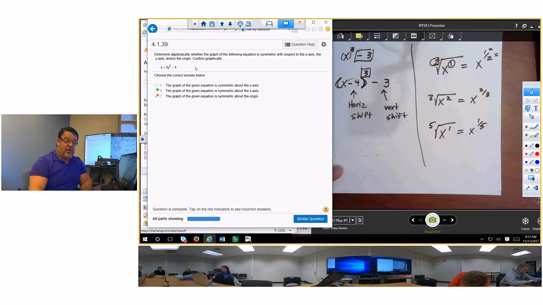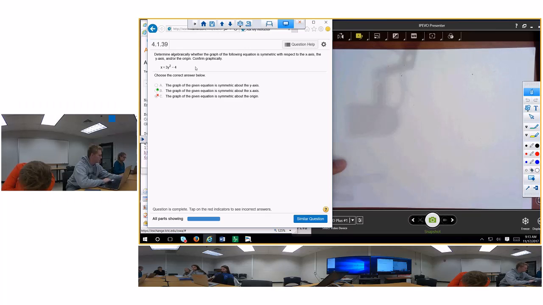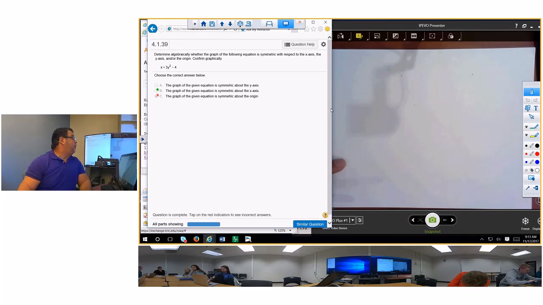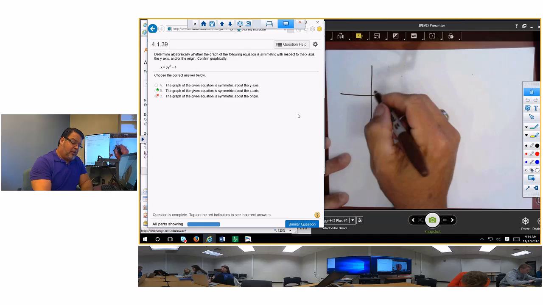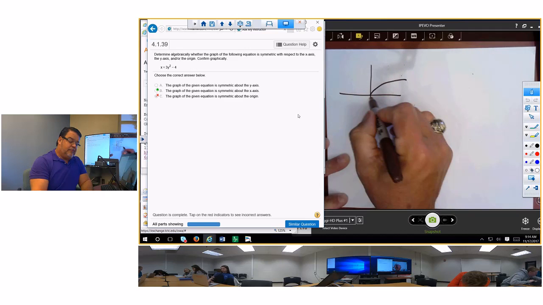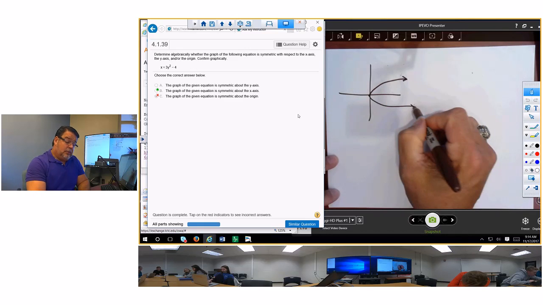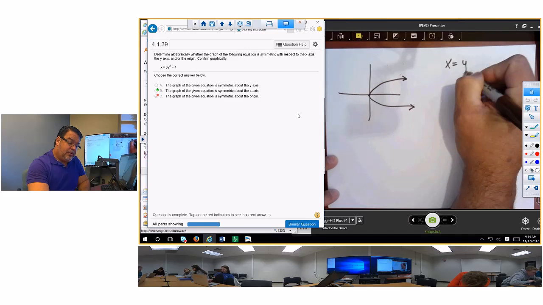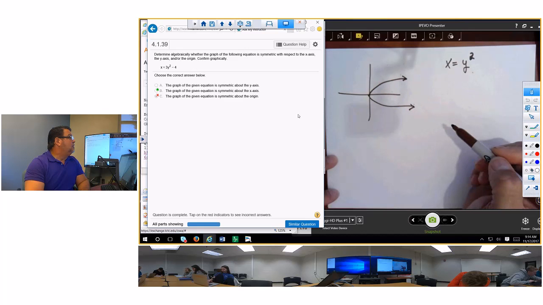Is it a parabola? Is it a straight line? Is it absolute value? What is it? Parabola, exactly, because it's x squared or y squared. Now, it's backwards. So that means you have not a parabola, but a parabolic shape, laying down on the side, like that. When you've got x is equal to y cubed or y squared, it's going to look like that.